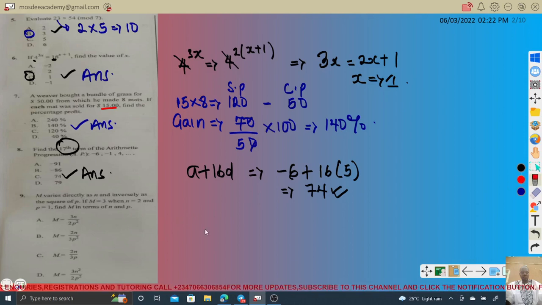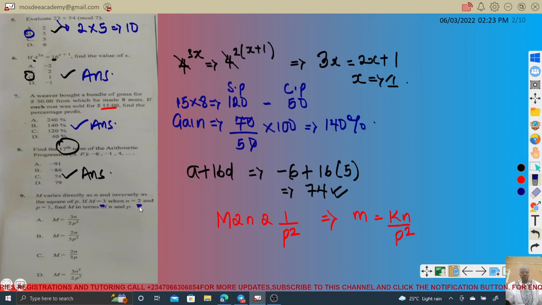So if m varies directly as n and inversely as the square of p, we can say m equals kn over p squared, or p raised to power 2. In my classes, my students know they don't say "p squared". So now we move to the next step: interpretation to get k by substitution.